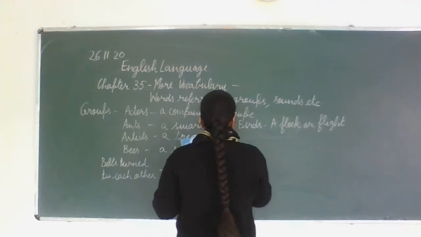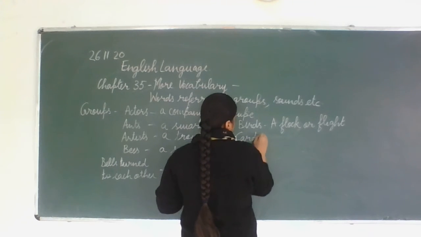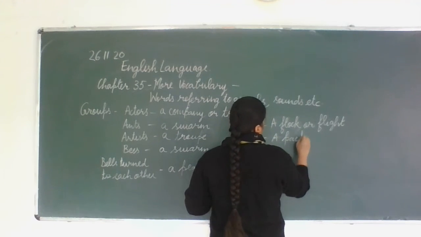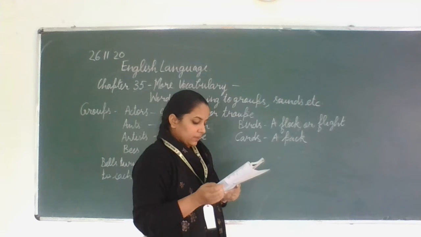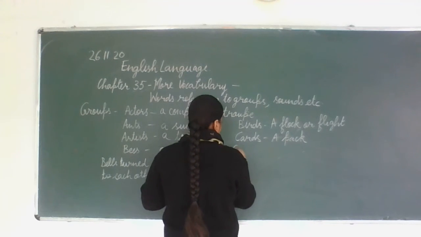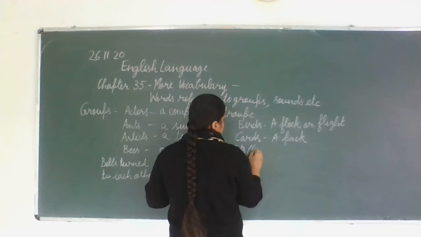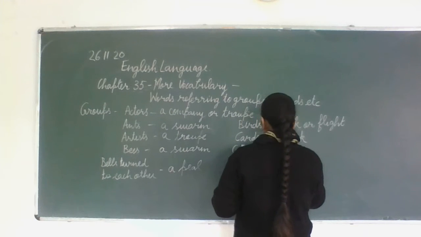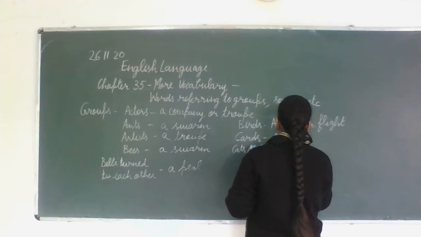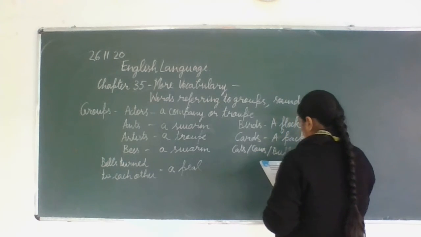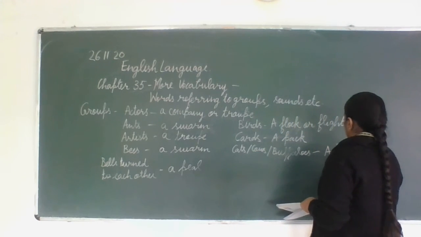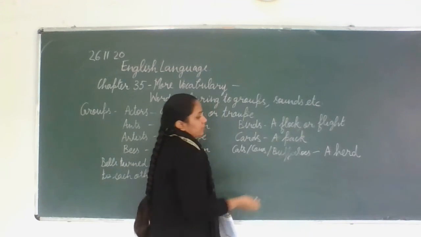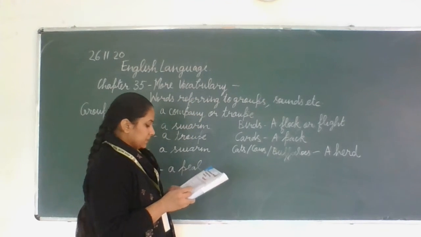The next is cards, playing cards. All of you must be aware of this. That's a pack. Next, cats or cows or buffaloes. It is a herd. Usually the group of animals, where the cats, cows or buffaloes, is known as a herd.